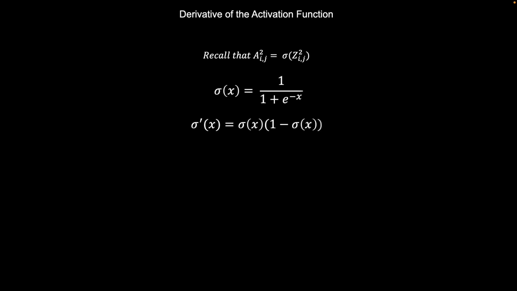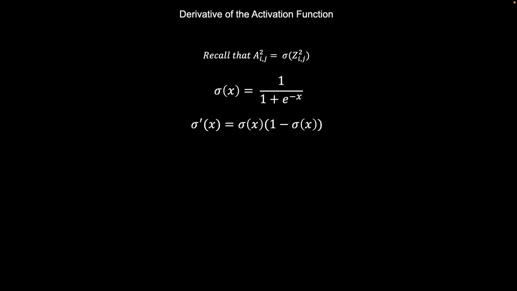Now, we need to calculate the derivative of A2 with respect to Z2, or the derivative of the outputs with respect to the dot product of the second layer. So, we recall that A2 is simply equal to sigmoid of Z2. Therefore, in order to calculate the derivative of A2 with respect to Z2, we need to find the derivative of sigmoid with respect to its input.